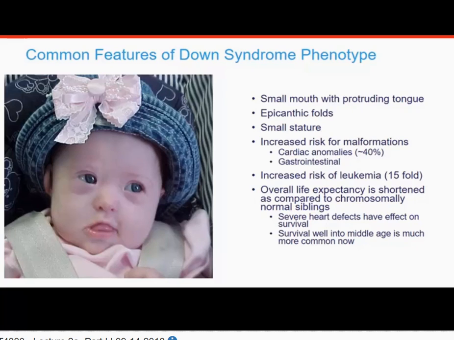And then there's an overall life expectancy that's somewhat shortened compared to the chromosomally normal siblings. The heart defects can be very severe or very minor. Obviously, the more severe heart defects would have a negative effect on survival. But survival currently is well into middle age. I've even seen the sixth decade of life, so into their 50s is actually becoming more and more common.